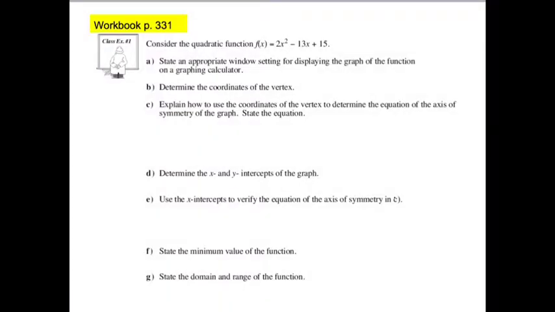Consider the quadratic function f of x is equal to 2x squared minus 13x plus 15. So we have to state an appropriate window setting for displaying the graph of the function on a graphing calculator.